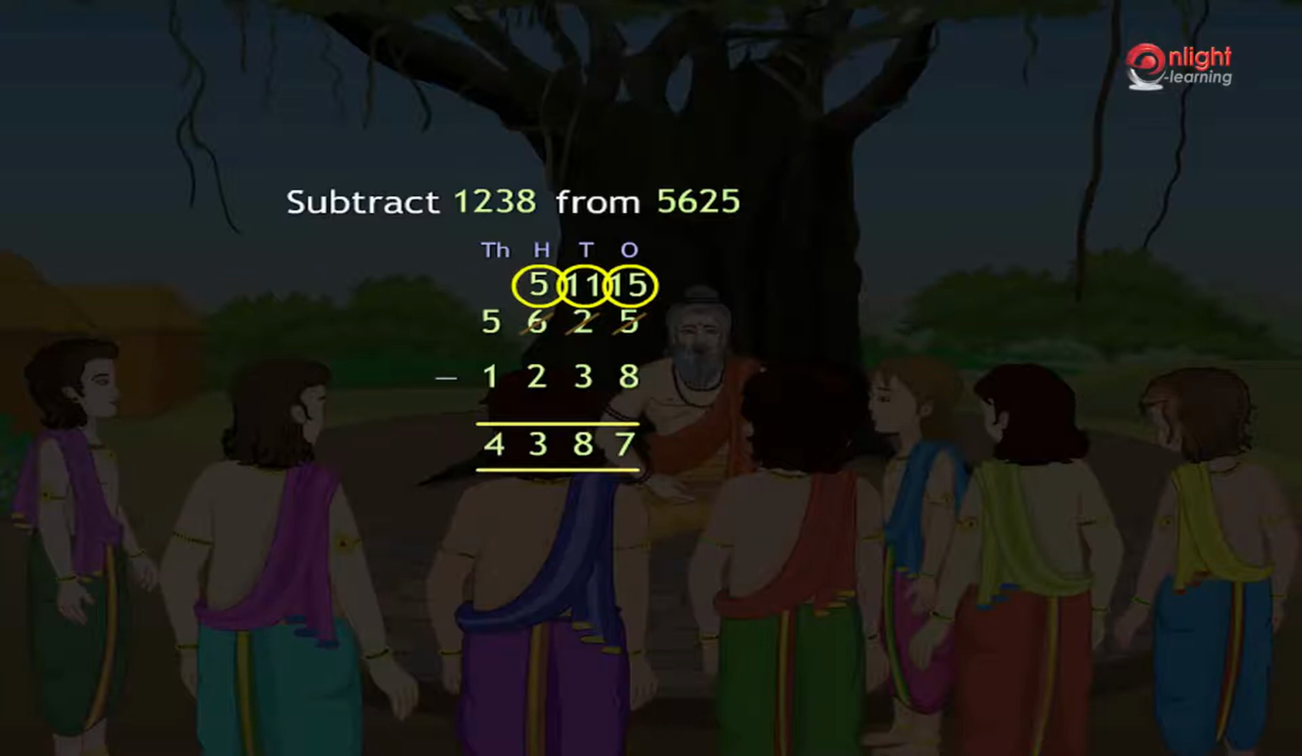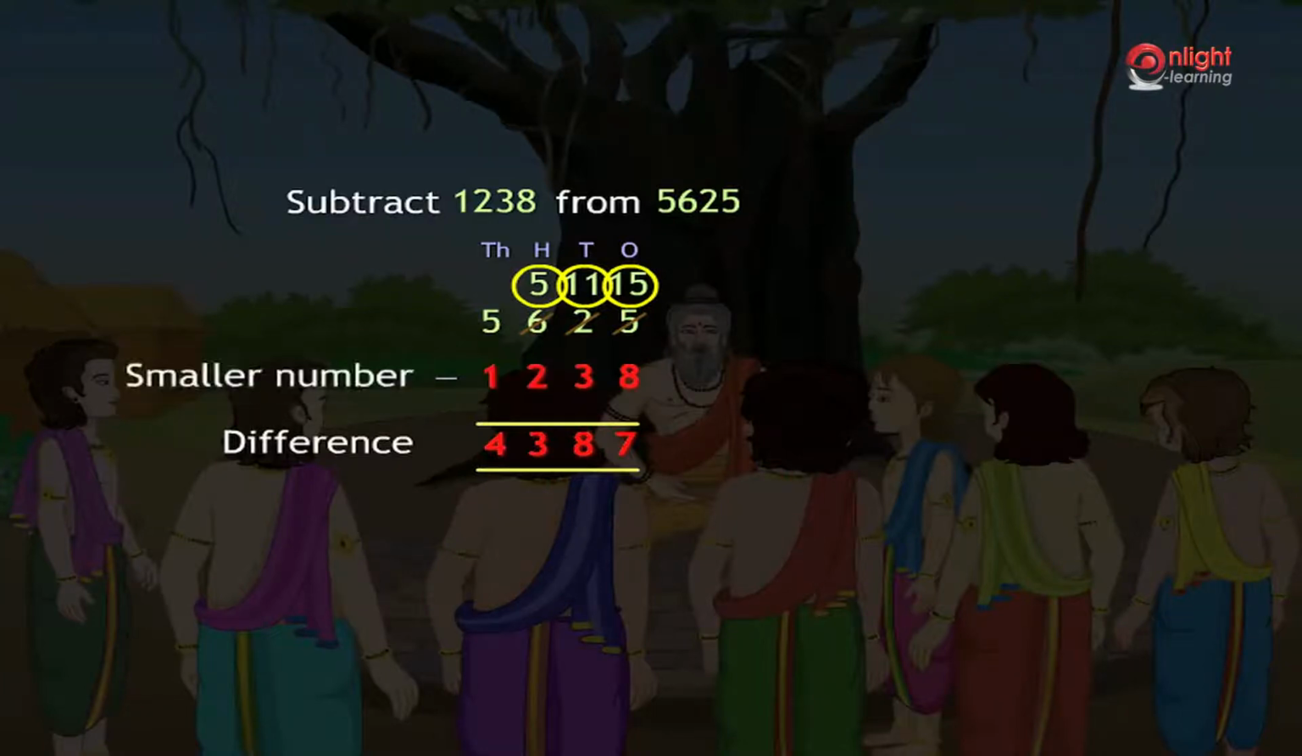So, subtracting 1238 from 5625, we get 4387. There is a method to check our subtraction. Add the difference, that is the subtracted value, with the smaller number. Then we should get the greater number as the total.